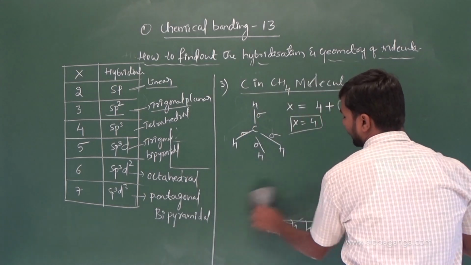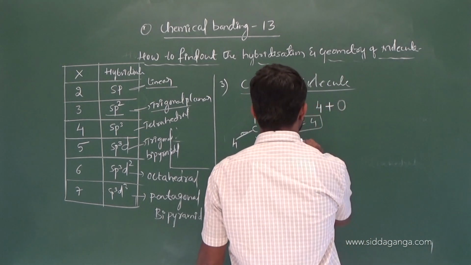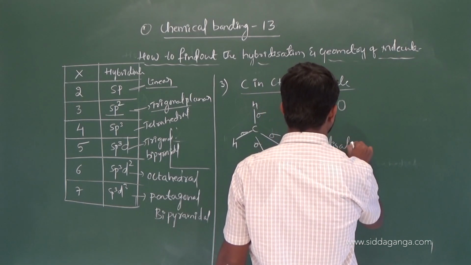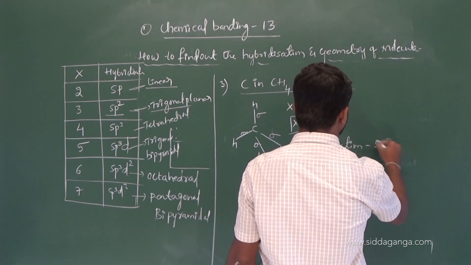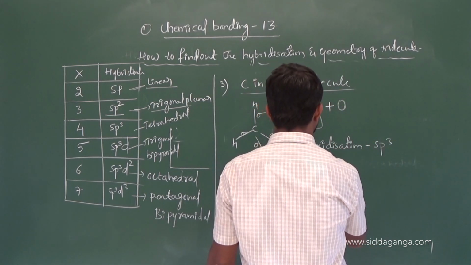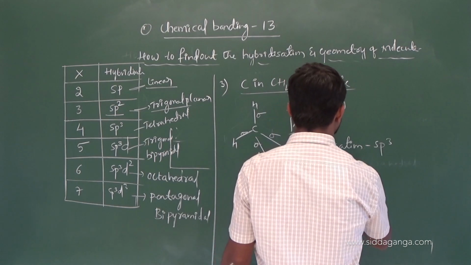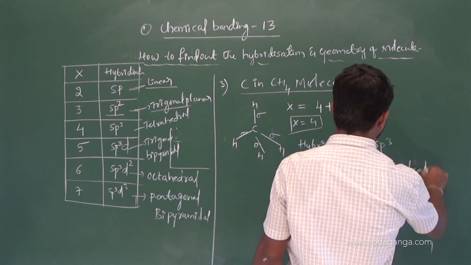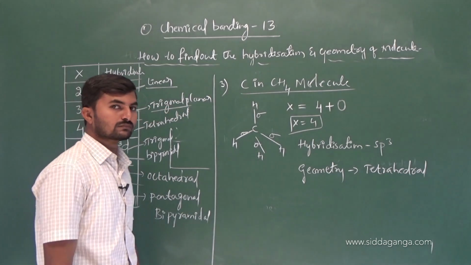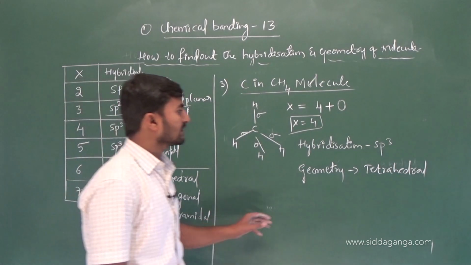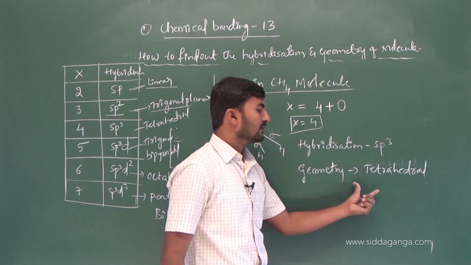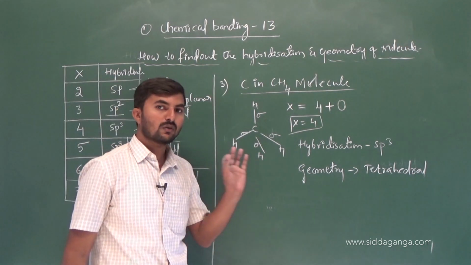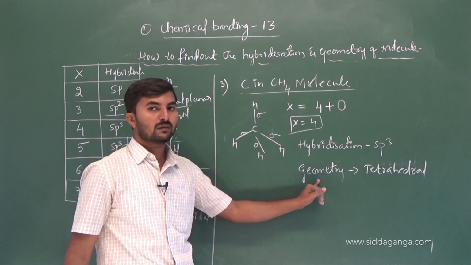Then if x is equal to 4, what is the hybridization of the molecule? It becomes sp3. What about its geometry? It is again tetrahedral geometry. Okay, this is how we can predict the hybridization and the geometry of a particular molecule, and not the shape. We can predict only the hybridization and geometry, but not the shape.